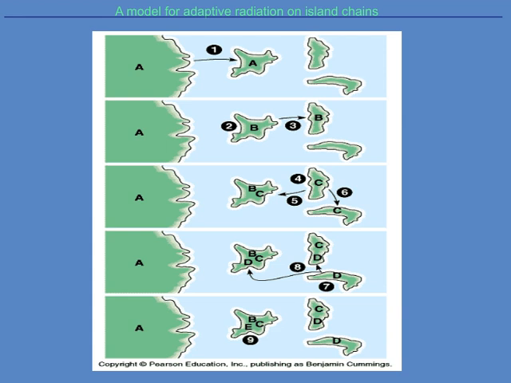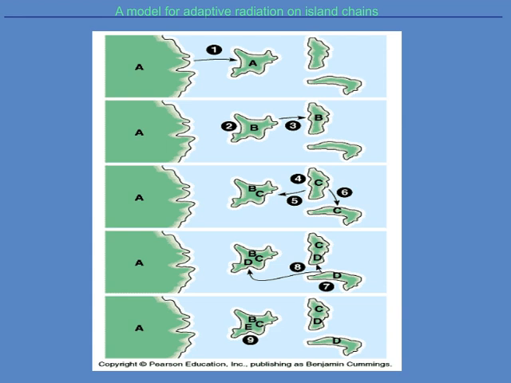What's fascinating is how this process is driven by natural selection. Different islands impose different selective pressures, leading to divergence in traits like beak shape, size, or feeding behaviors. This diversification results in a wide variety of species, each uniquely adapted to their specific island environment.